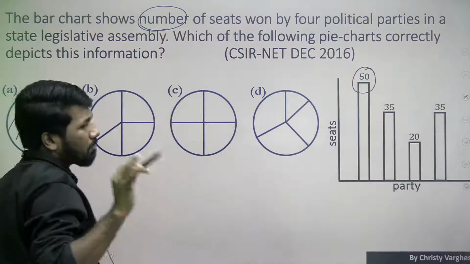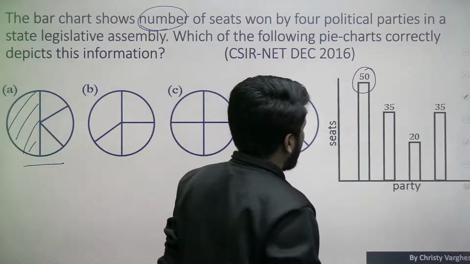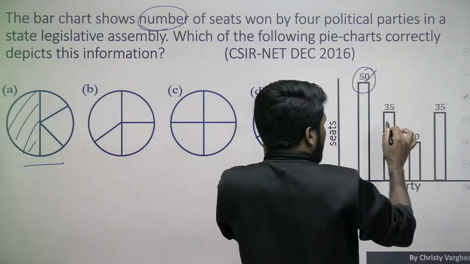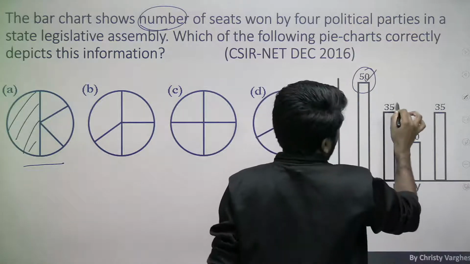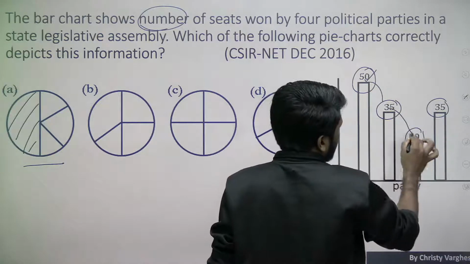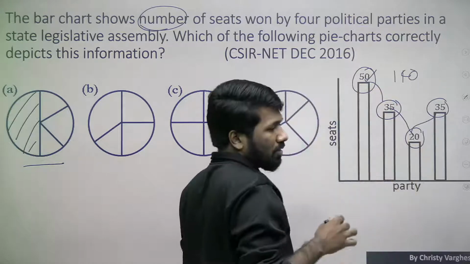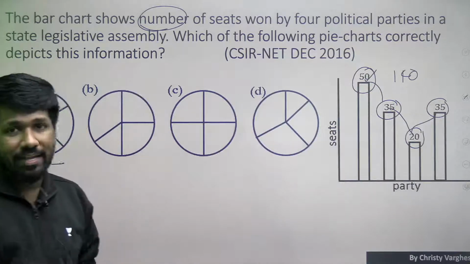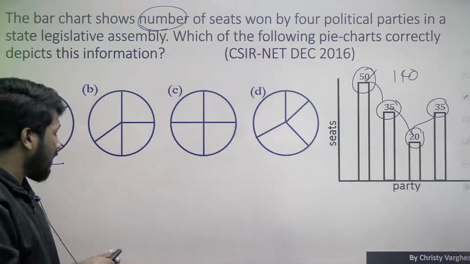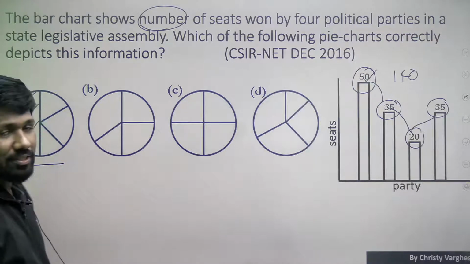Number of seats, not percentage of seats. Bar chart shows number of seats won by 4 political parties. ये फर्स्ट पार्टी ने 50 सीट्स विन किया, सेकेंड पार्टी 35, थर्ड पार्टी 20, फोर्थ पार्टी 35. So adding all those up, total seats is 140. You can see adding this up. 140 में 50 आधा नहीं है. हाँ 100 था तो 50 आधा होगा, लेकिन ये 140 है, 140 का आधा 70 है.